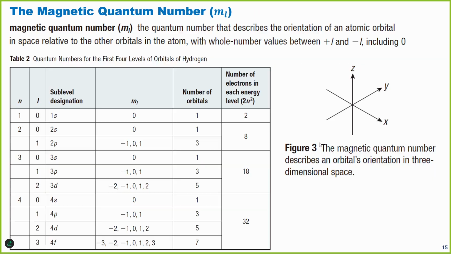Okay, next let's have a look at the third quantum number, the magnetic quantum number, which is denoted by m_l. This is a quantum number that describes the orientation of an atomic orbital in space relative to the other orbitals in the atom. It has whole number values between plus l and minus l, including 0. The number of different values that m_l can have equals the number of orbitals that are possible.